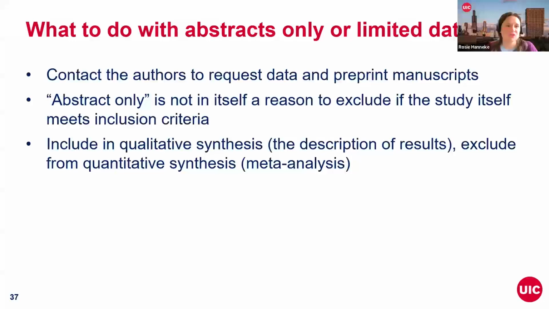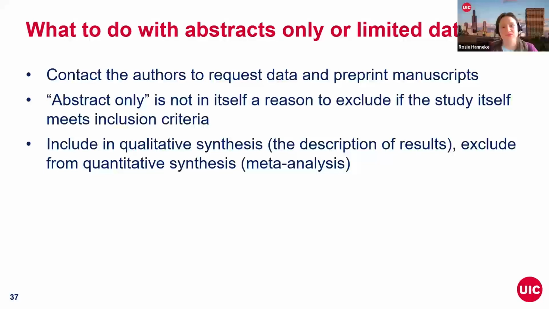So if you contact authors and you don't get a response, you can always indicate in an appendix or within the paper itself that there were studies that appeared to fit your eligibility criteria, but you weren't able to get any data or full text of those, and you can list the citations.